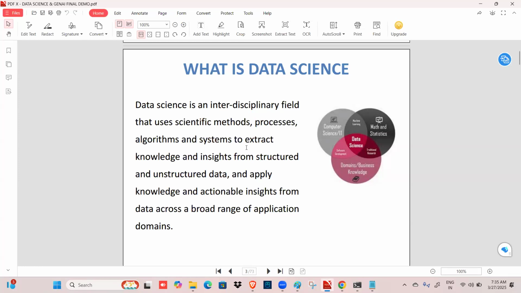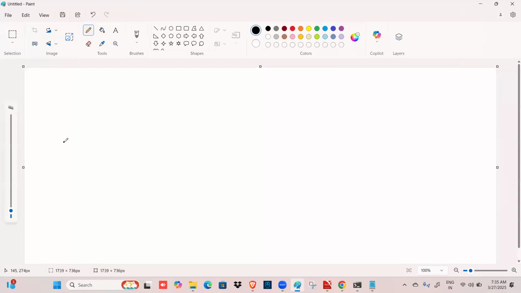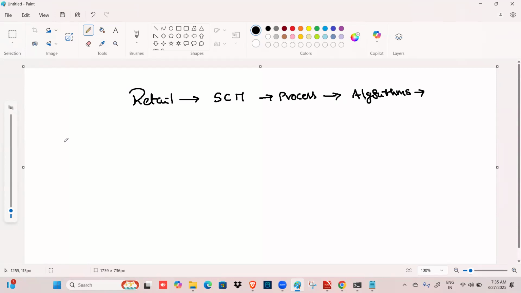What do you mean by a broad range of application domains? For example, we are working on only one kind of data. Let's imagine that we are working for retail. In retail, we are applying scientific methods, data processing techniques, and also algorithms and systems to extract the knowledge. What type of systems? To extract the knowledge, we will study, and also actionable insights.